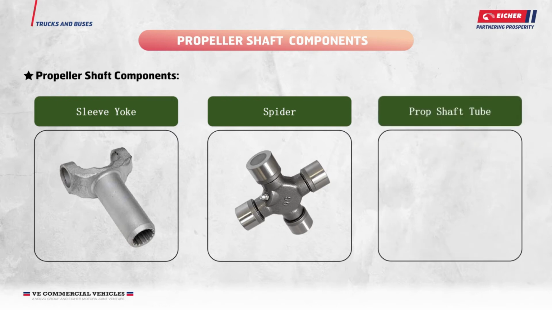Prop shaft tube. Made of hollow or solid steel, aluminum, or composite materials, and connects the transmission output shaft and the differential in the case of a rear-wheel drive layout. It is an extension of the transmission output shaft.